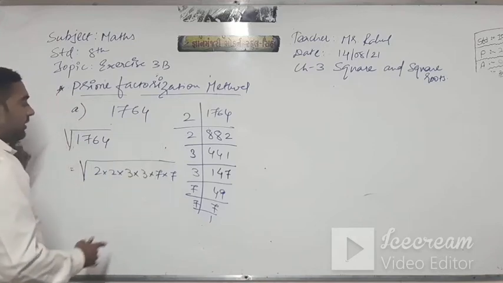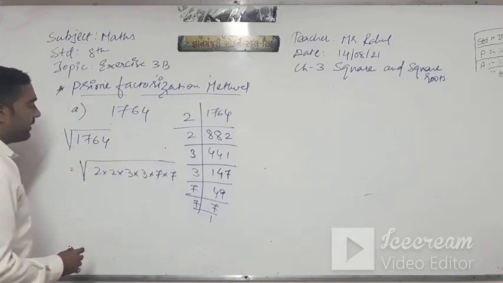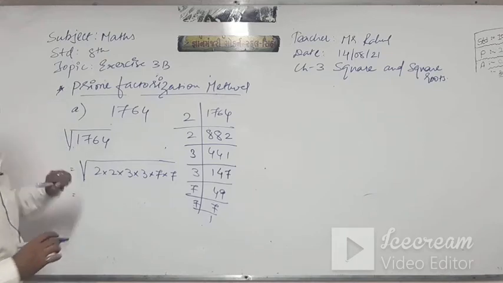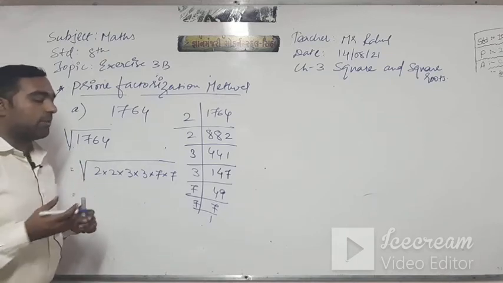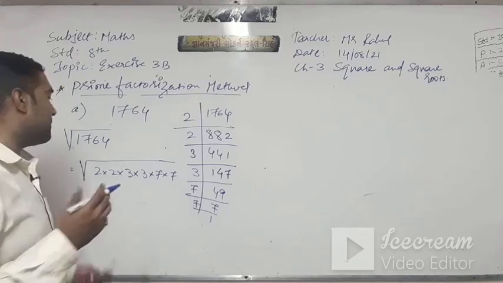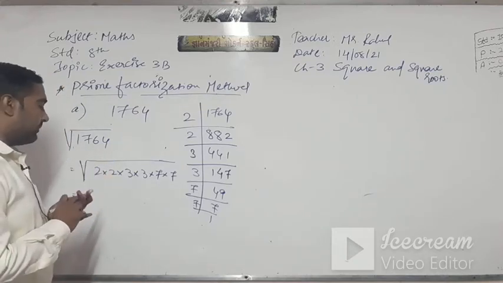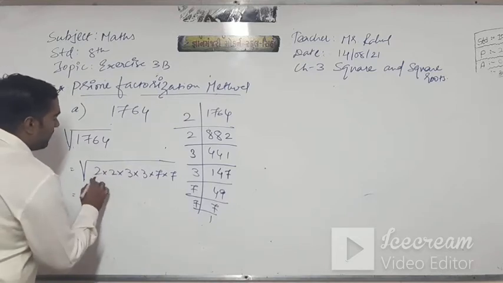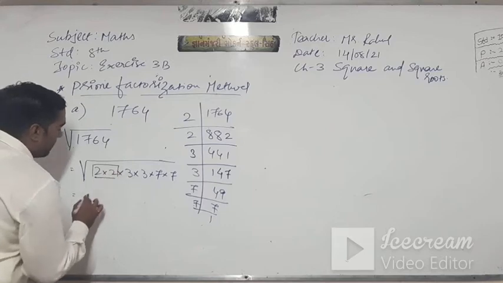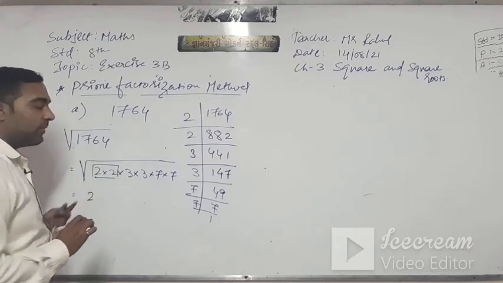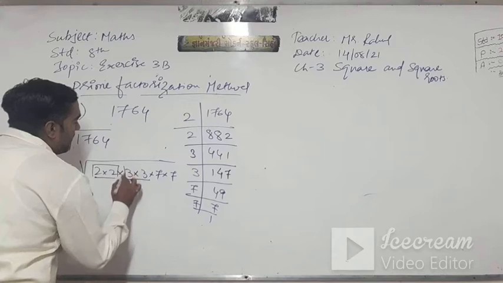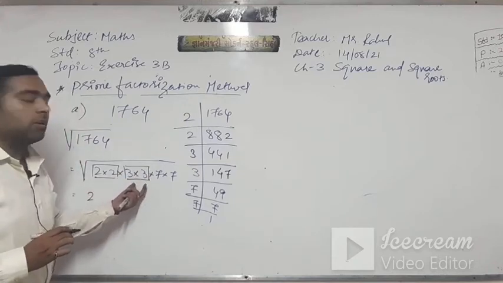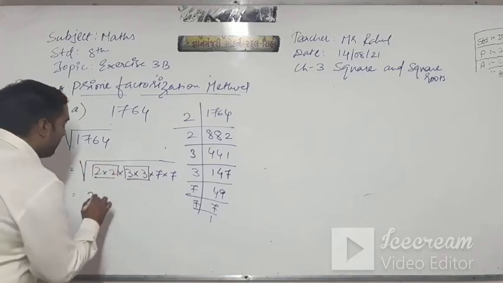We are writing all the prime numbers here, clear? So now we need to take pairs of the numbers. Both of the 2s are in a pair, so we take out one of them. Both of the 3s are in a pair, 3 3, and we take out only one of them.